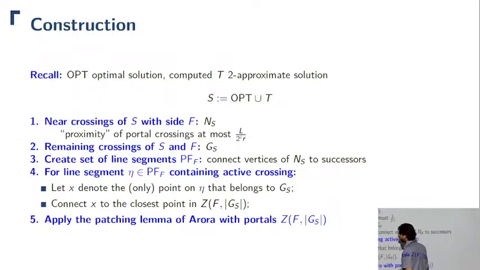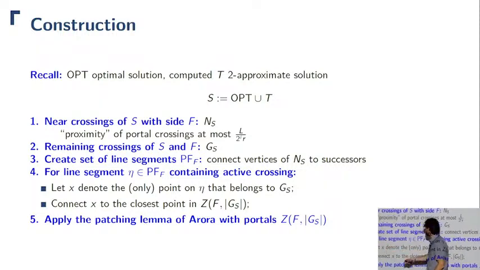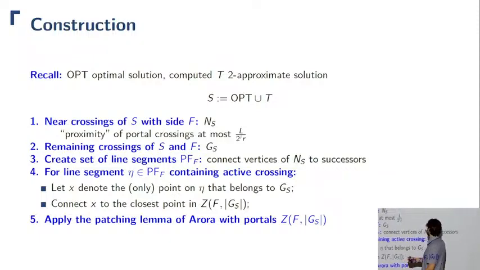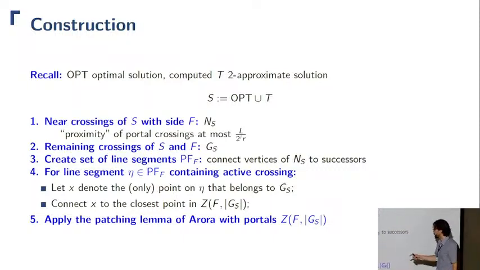And now we look at X. This X can only have one crossing from these far away types of crossings. So X is the only point in the segment that belongs to these G types of crossings. And then we connect that one to the closest portal. And then we apply the patching lemma of Arora to get our solution.